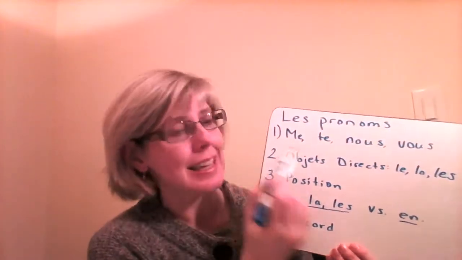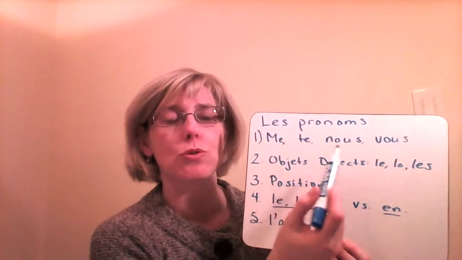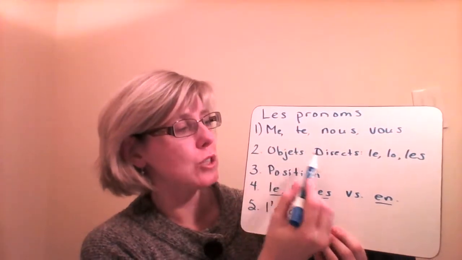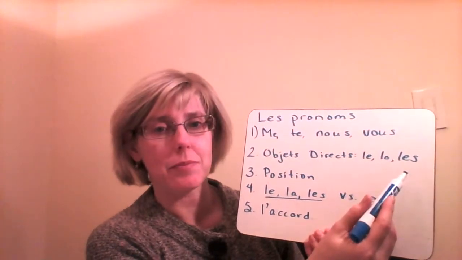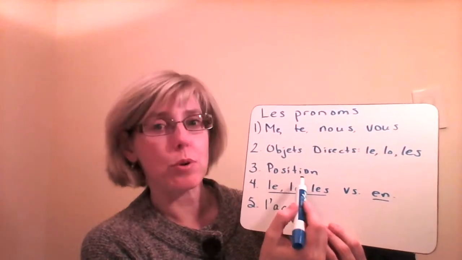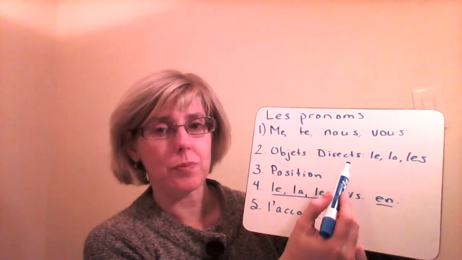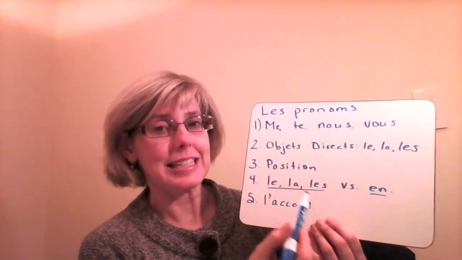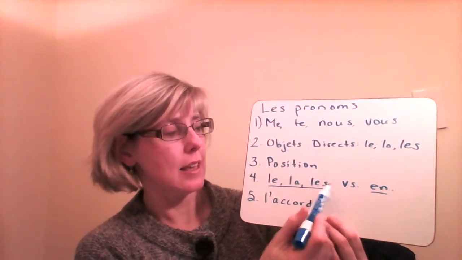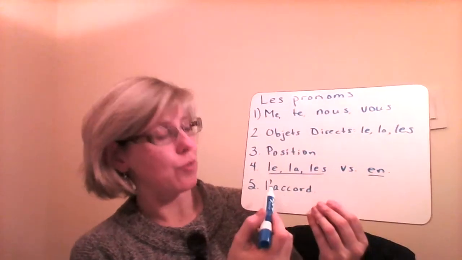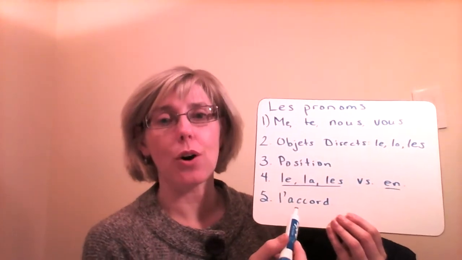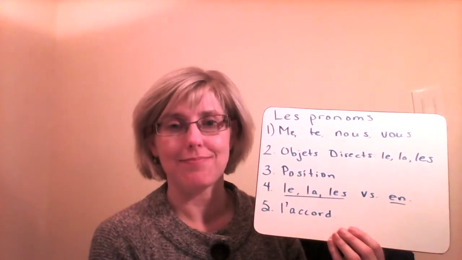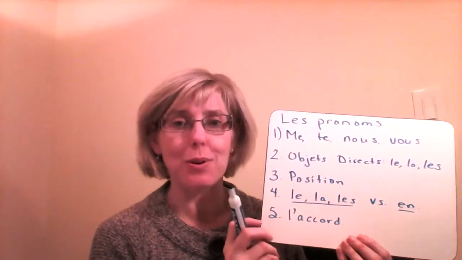D'abord, on va très vite réviser les pronoms me, te, nous, vous. Après, nous allons discuter les pronoms objets directs, le, la, les. Nous allons discuter la possession de ces pronoms. Après, nous allons distinguer la différence entre le, la, les et en. Et finalement, on va discuter l'accord dans le passé composé avec les objets directs. D'accord? Donc ça, c'est important.